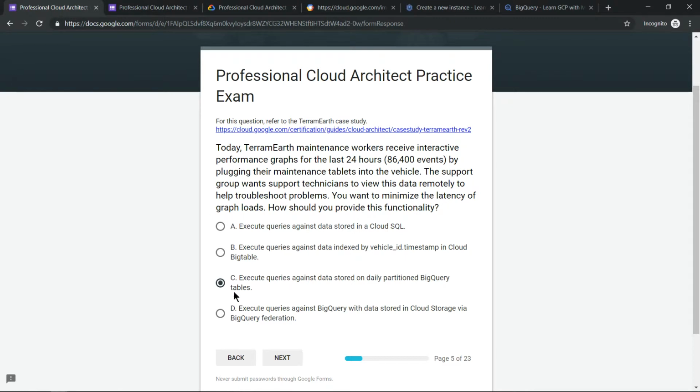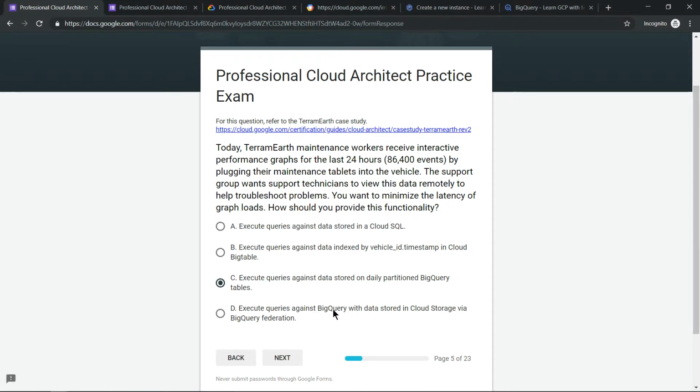But between B and C, both can achieve the task, but the only thing B can do much better than option C is latency, because in BigQuery you will have latency. You will not be able to achieve latency of milliseconds if the data is huge. Between B and C, I would still go with B, but let's look into option D before locking in B.